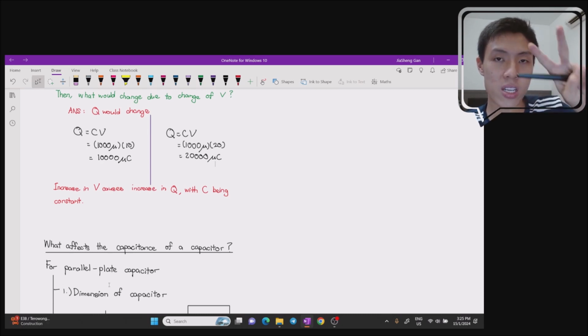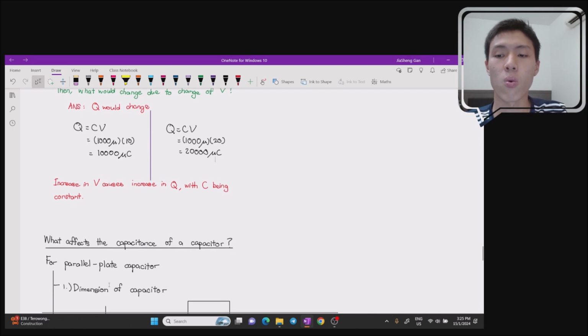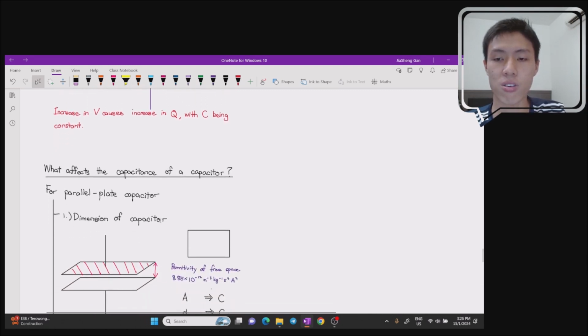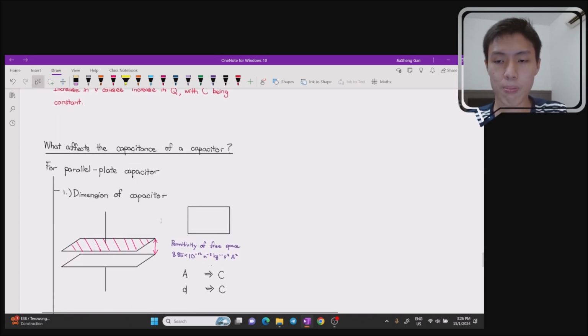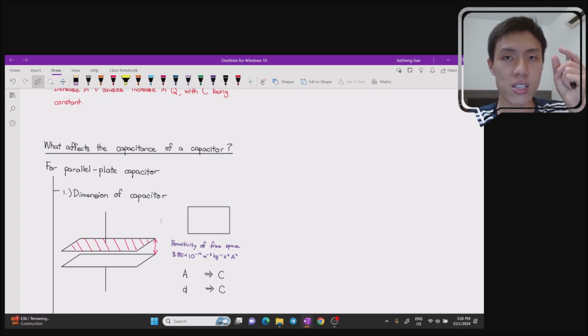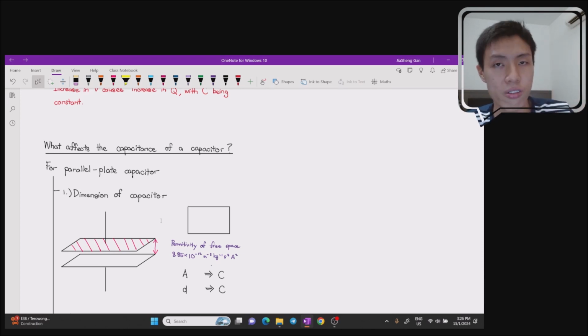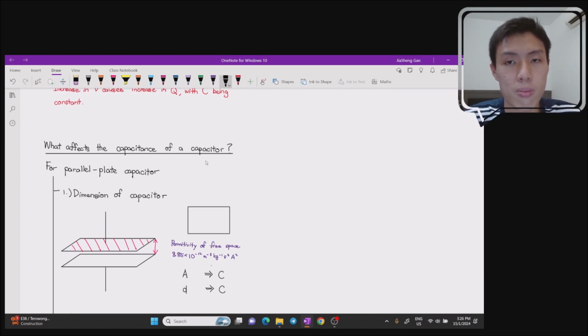So basically, you can split it into two main factors. The first factor is the dimension of the capacitor. Dimension is a length, a width, a height, right? For this capacitor here, there are two particular dimensions that you need to pay attention to. This is the first factor that controls capacitance, the dimension of the capacitor. First would be this area here. How wide is your capacitor plate, the area?